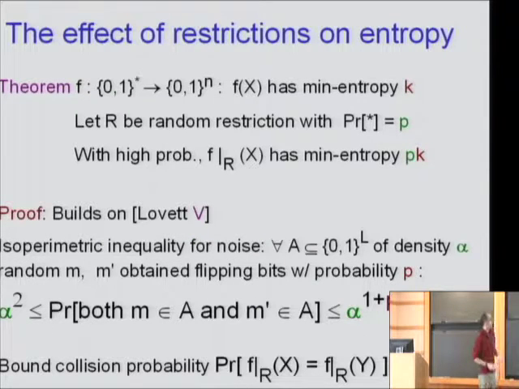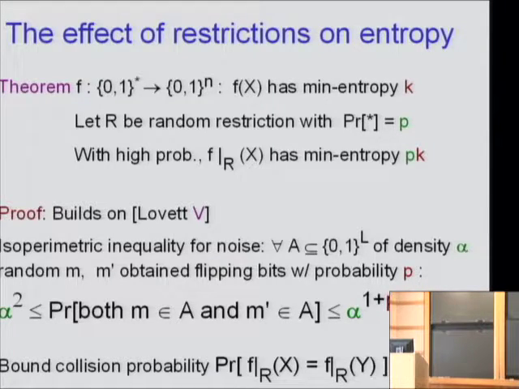The proof of this restriction result builds on a paper with Lovett, which proves sampling lower bounds for AC0. What was done there was stressing the importance, in this context, of a specific isoperimetric inequality for noise. So what does this say?